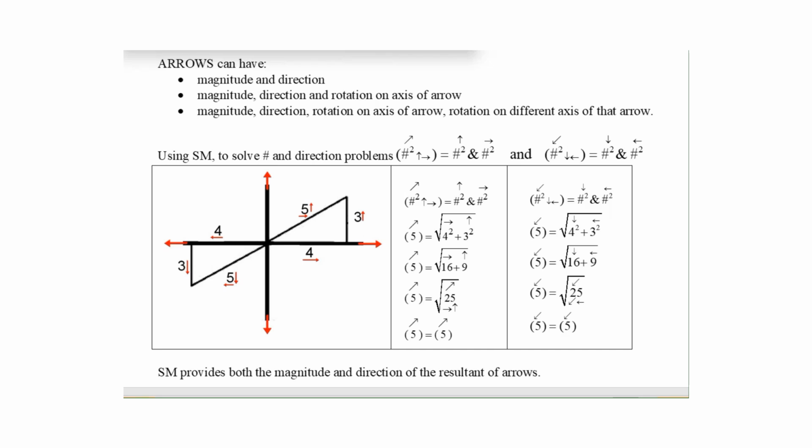Arrows can have magnitude, direction, rotation on the axis of the arrow, and rotation on different axes of that arrow. Using SM to solve number and direction problems, SM provides both the magnitude and direction of the resultant of arrows.